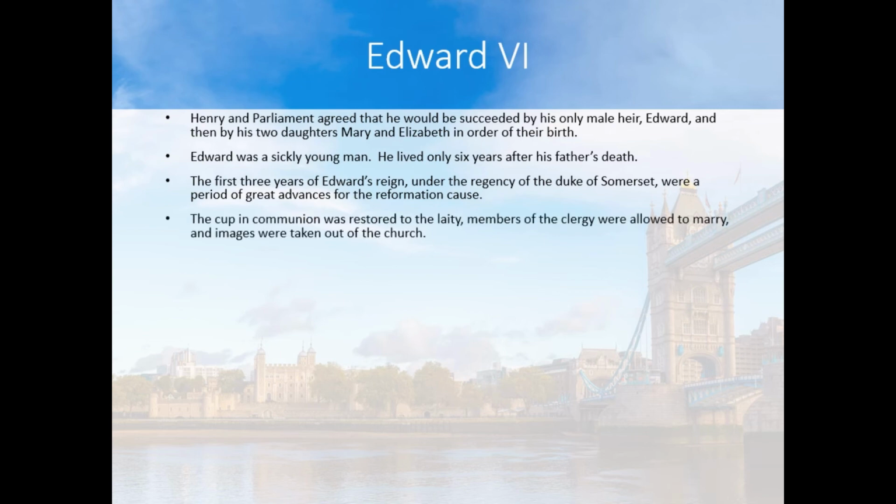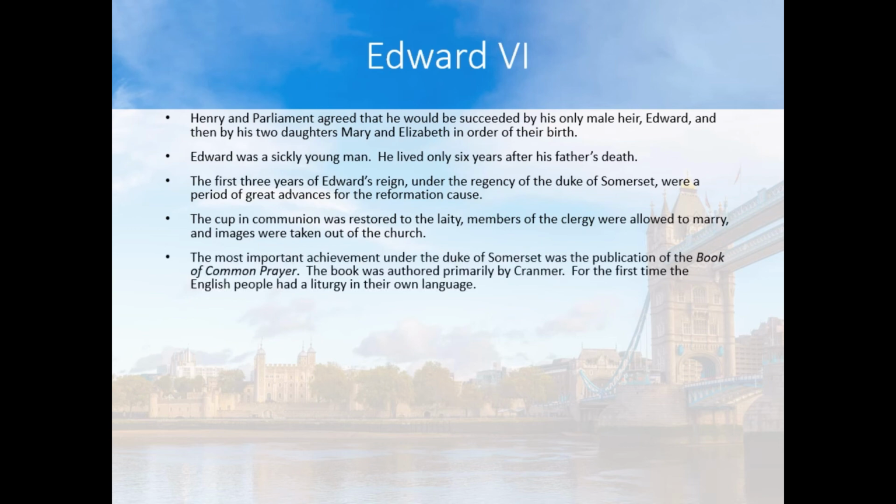The cup and communion was restored to the laity. Members of the clergy were allowed to marry, and images were taken out of the church. So some big accomplishments that happened early on in Edward's reign definitely went in favor of the Protestants.